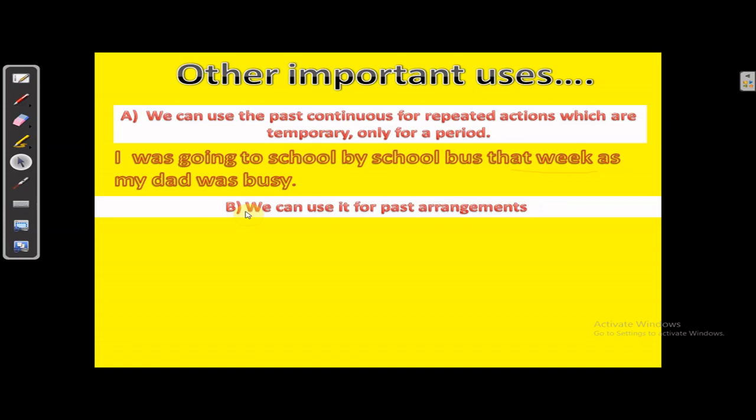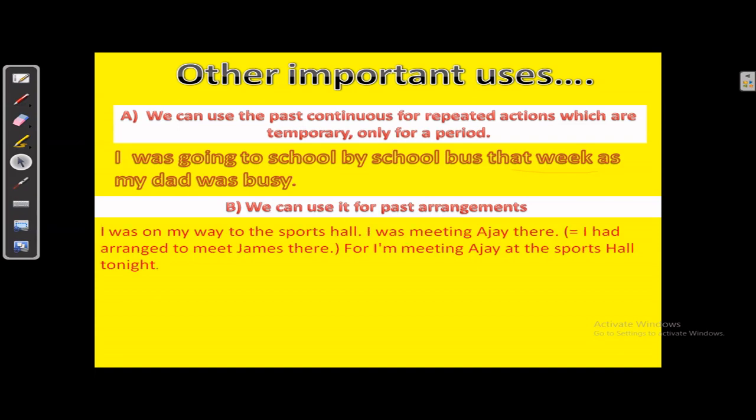Yeah, we can use it for past arrangements. If you have made an arrangement to meet somebody, you have a meeting with somebody, in case of that, if you have made the arrangement in the past, you can use the past continuous.